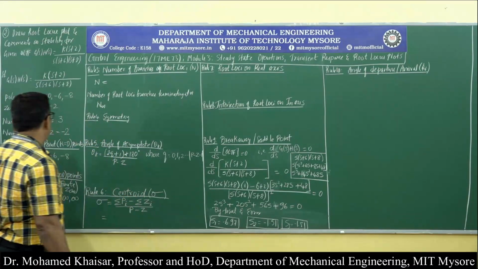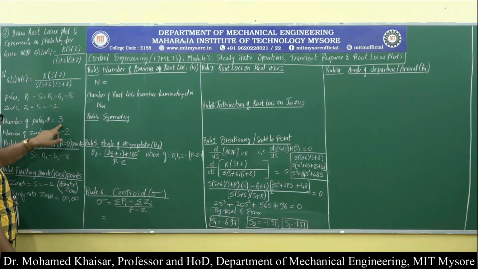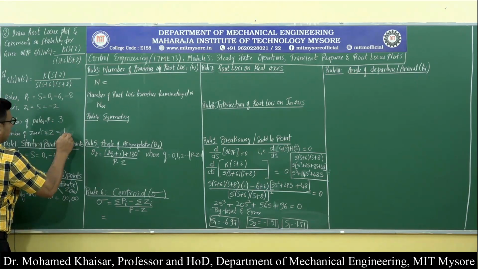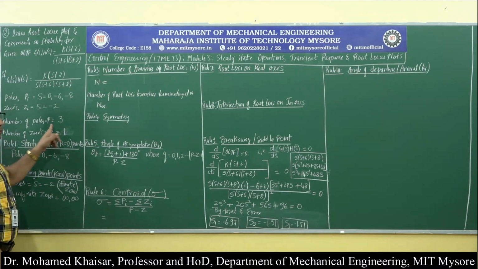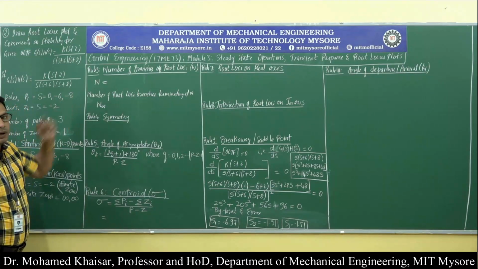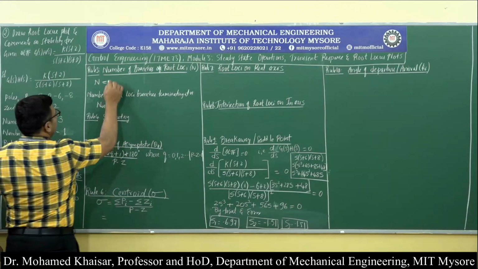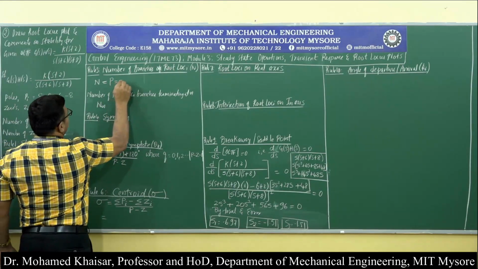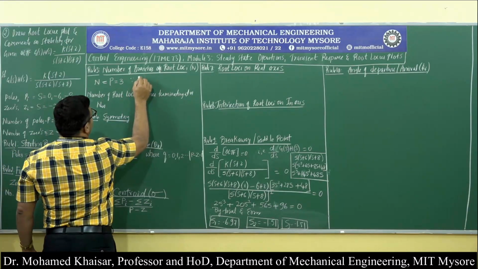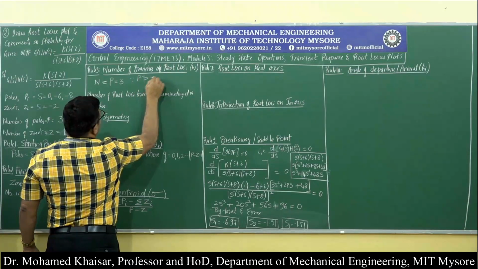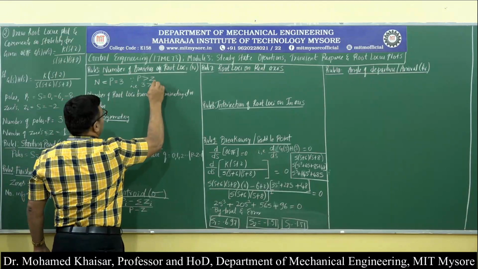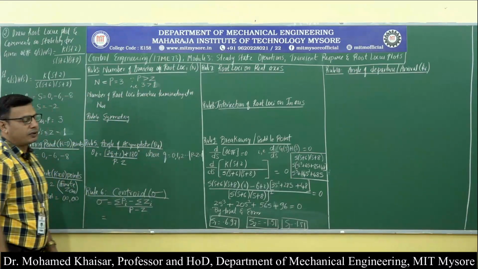Whereas in the given problem, as you can see, number of poles is 3 and number of zeros is only 1. So that means the number of branches of root loci will be equal to number of poles, that is 3. Why? Because number of poles is greater than number of zeros, that is 3 is greater than 1. There is only 1 zero, there are 3 poles.